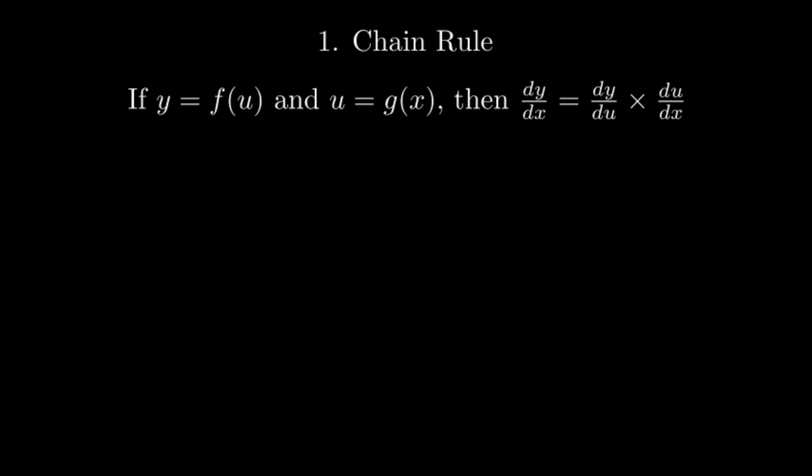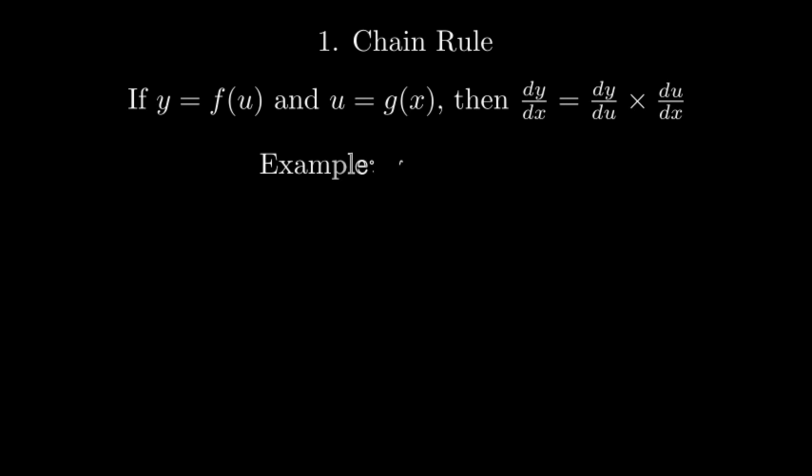The rule states that if y is a function of u, and u is a function of x, then the derivative of y with respect to x is the derivative of the outer function with respect to its argument, multiplied by the derivative of the inner function. In other words, dy/dx equals dy/du times du/dx. Let's see this in action.